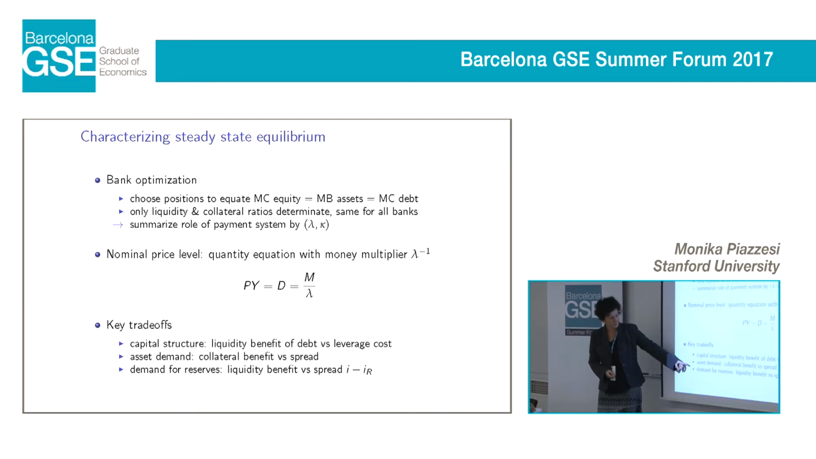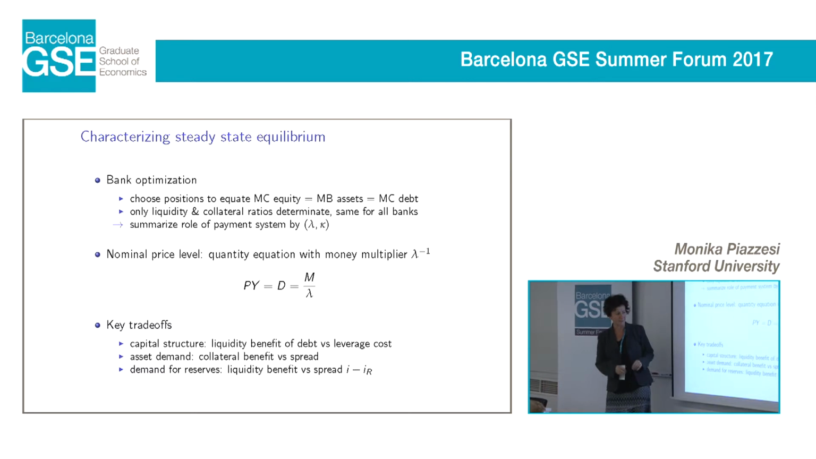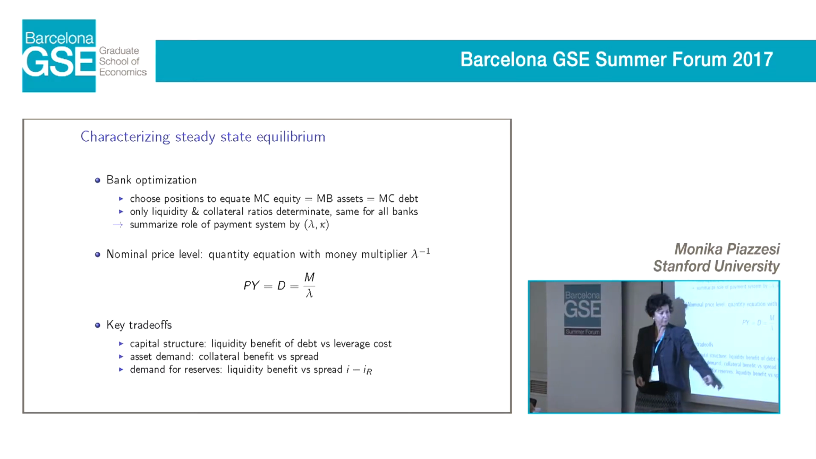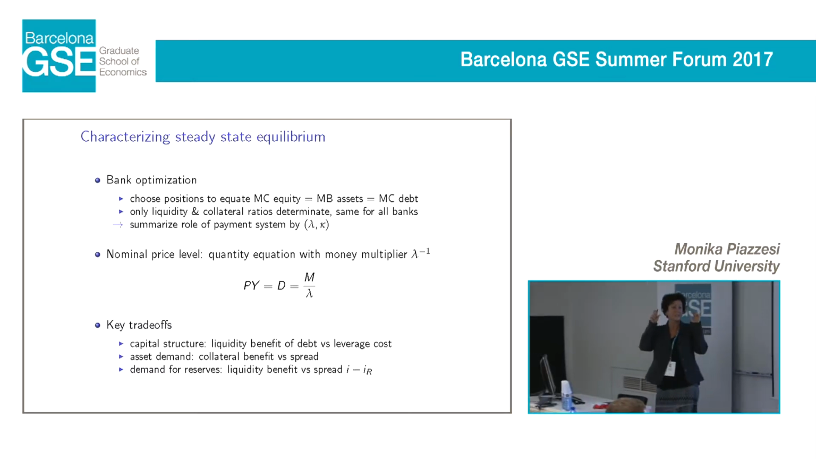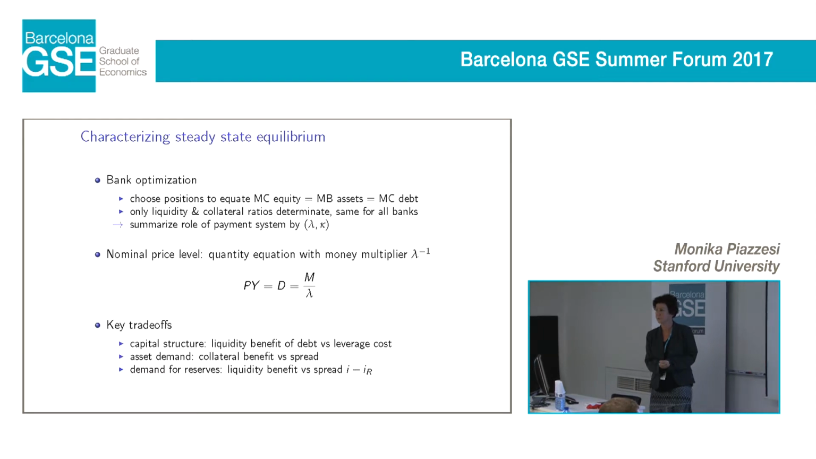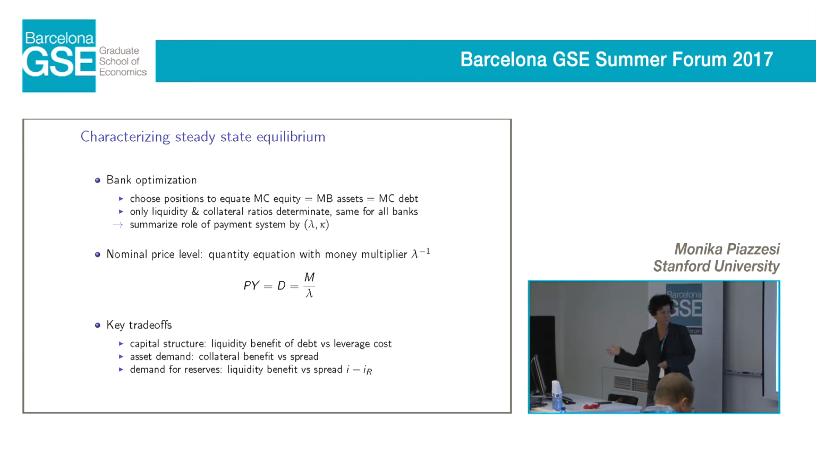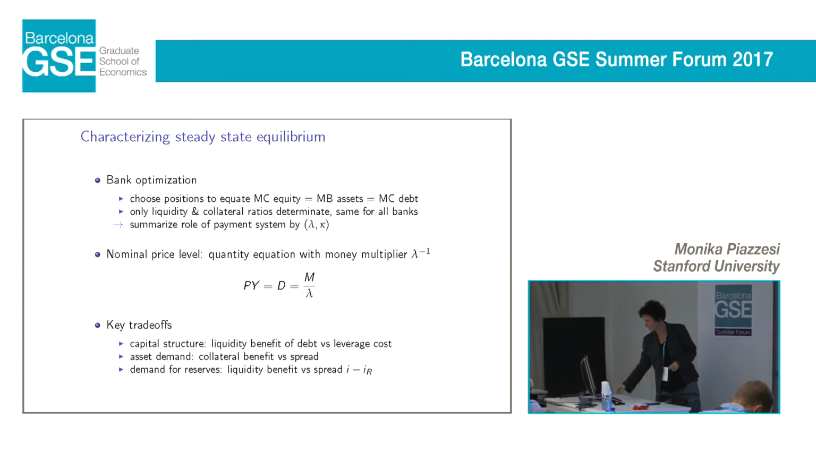And then the choice of reserves, the liquidity management, is going to trade off the liquidity benefits, as you said before, with basically the opportunity cost of holding reserves, which is the difference between a short-term interest rate and the interest on reserves. Those are going to be the key trade-offs for banks.